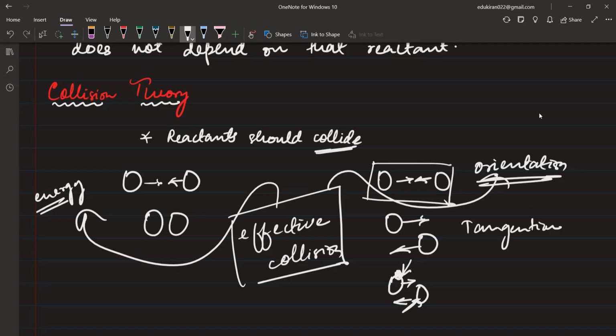Okay. So first thing is that energy should be there. And then in the orientation, the reactive side of one molecule should be colliding with the reactive side of another molecule. Okay. Then only the reaction can happen and then only the product can be formed.